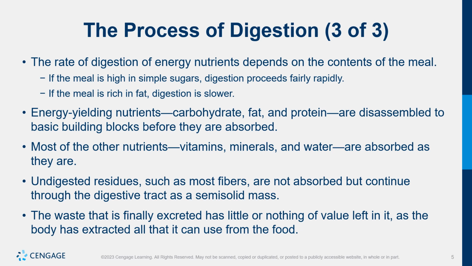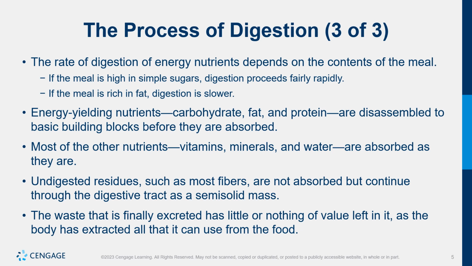As we said before, the energy-yielding nutrients of carbohydrate, fat, and protein are disassembled to basic building blocks before they are absorbed. The other nutrients, vitamins, minerals, and water, are absorbed as they are. Undigested things like fiber are not absorbed at all, but continue through the digestive tract as a semi-solid mass. Fiber is actually beneficial to the digestive tract because it keeps the muscles strong. Fiber also attracts water to itself, which makes the wastes softer and easier to pass. So if you have fiber-rich meals, it helps to work the muscles of your digestive tract and helps to make the waste softer. It helps to prevent constipation.